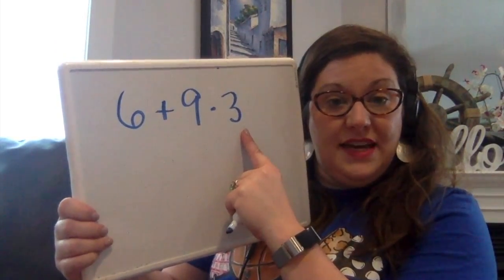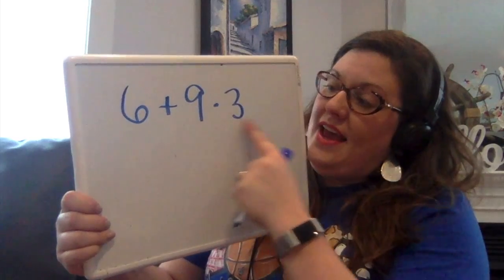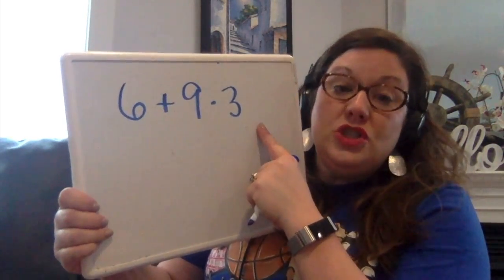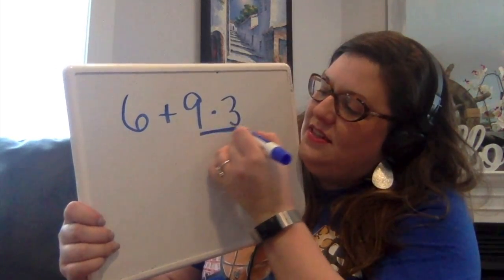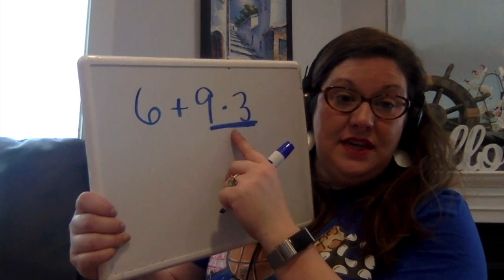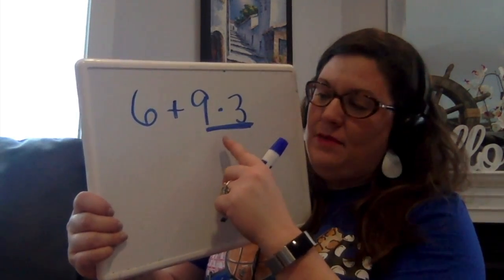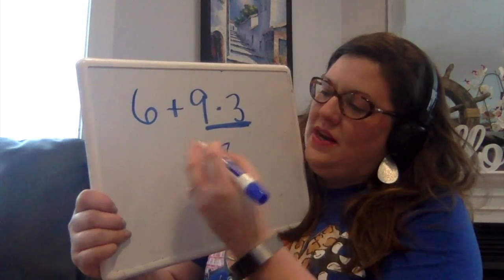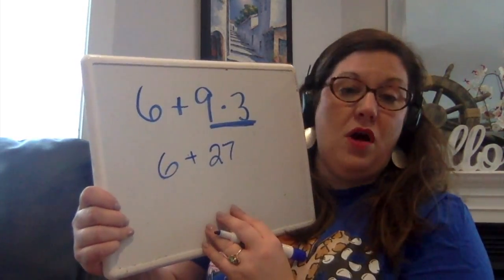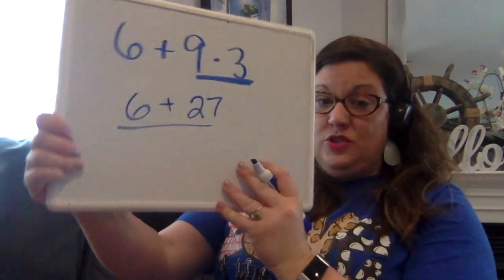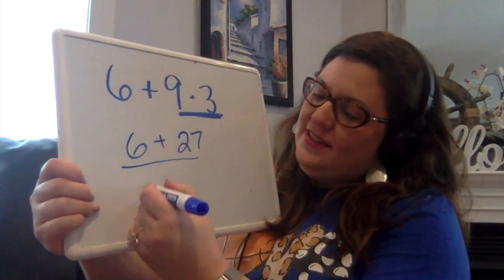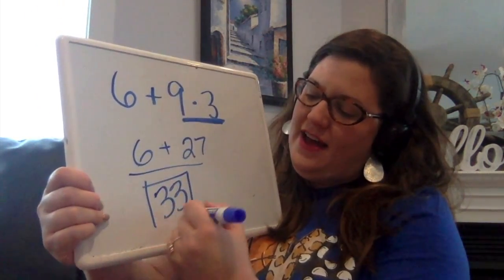Do we have any parentheses? No. Do we see any exponents? No. Do we have multiplication or division? Yes, we do. So we're going to find that. And this is the first multiplication that we see in the problem, and we're going to evaluate 9 times 3, which is 27. Bring down the rest of the problem. Last step is add and subtract from left to right. So 6 plus 27 is 33. So this simplifies to equal 33. Let's take a look at a second example.